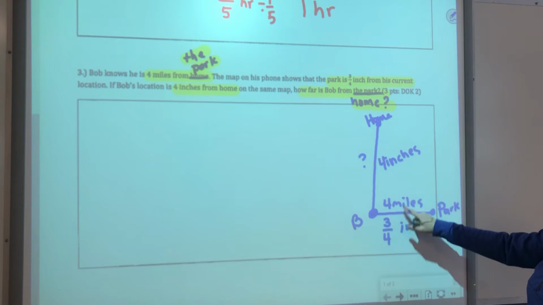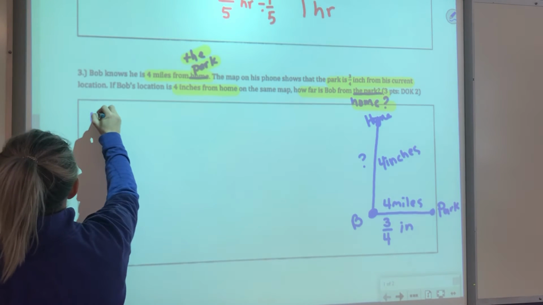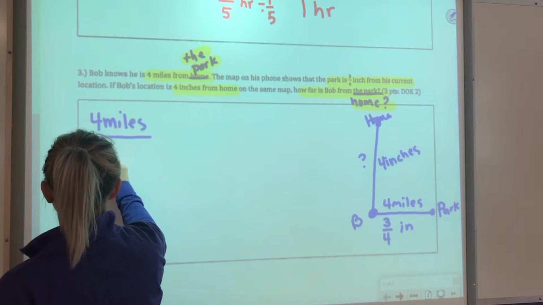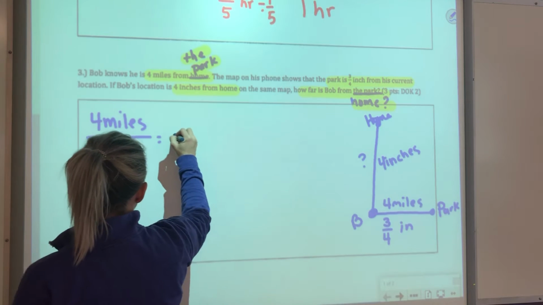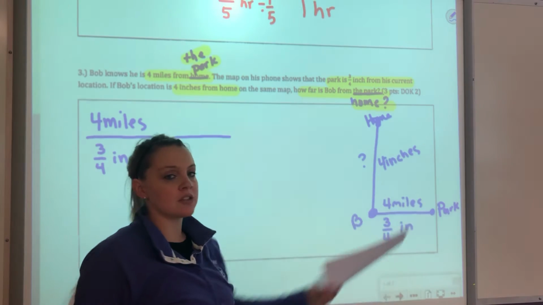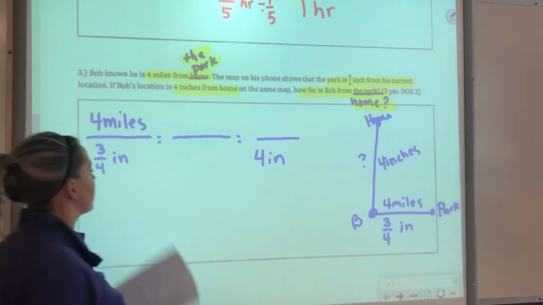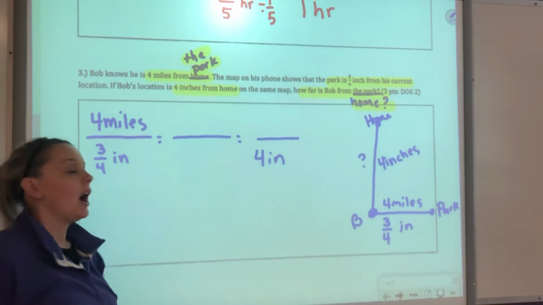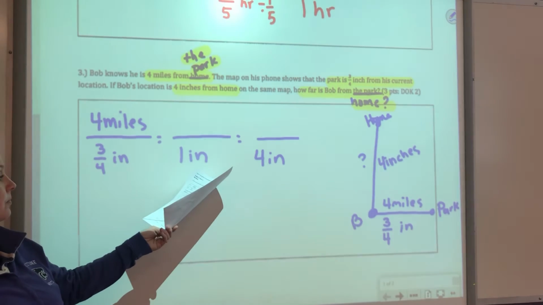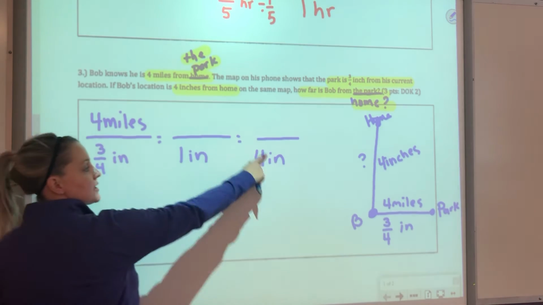So our ratio here is 4 miles corresponds to 3/4 of an inch. But I want to know how much 4 inches is. Because I cannot go easily from 3/4 to 4, I need to make a pit stop. I need to go to home base first. So by scaling up to 1, I can scale up to 4.